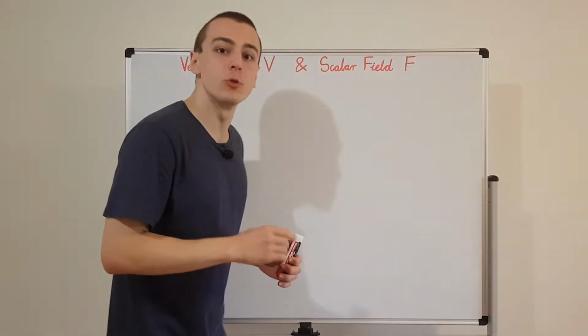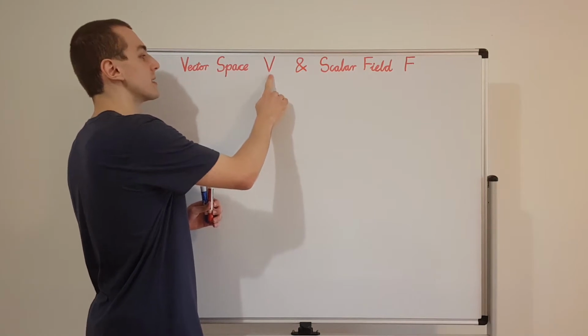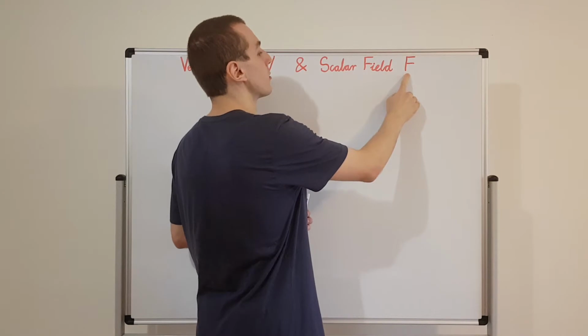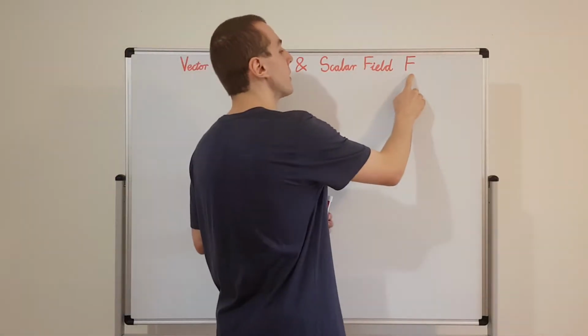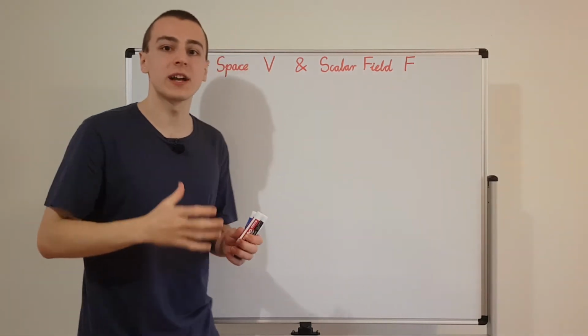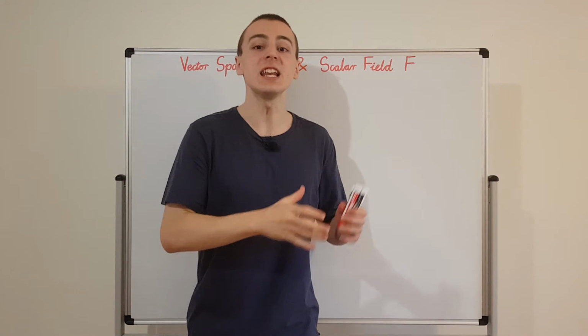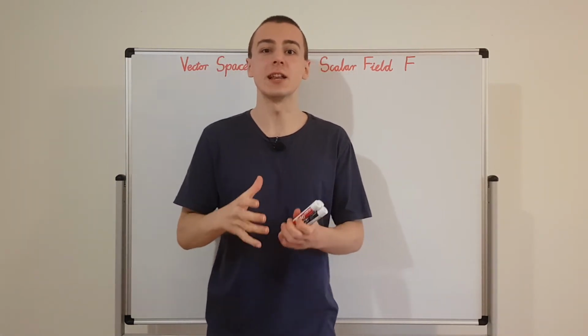Let's go over some notation. I'm going to use capital V to denote the vector space. And capital F is going to denote the scalar field. So to define a vector space, I need this scalar field. The elements of a vector space are called vectors. So vectors live in the vector space. The elements of the scalar field are called scalars.